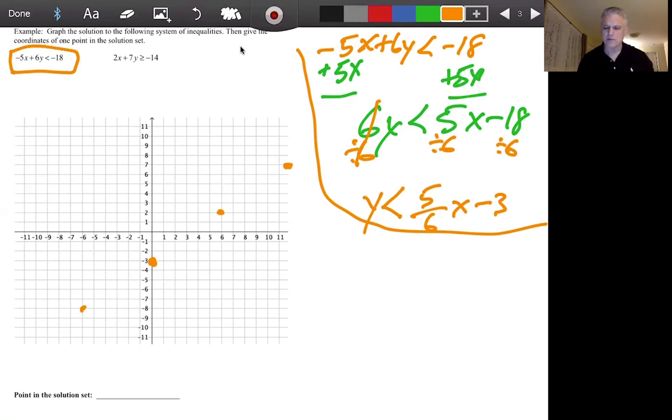Okay, now remember, we had those 3 steps. So before I start drawing anything, I look at my symbol, and my symbol tells me it's going to be a dashed line. Okay, so arrow, now a dashed line.